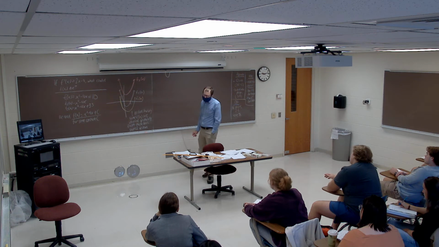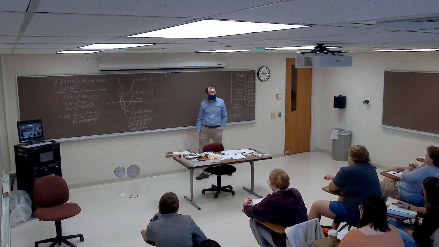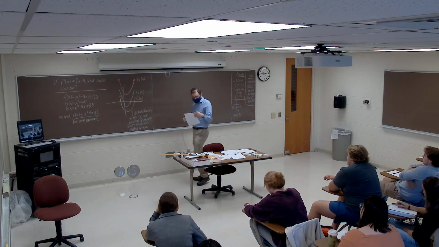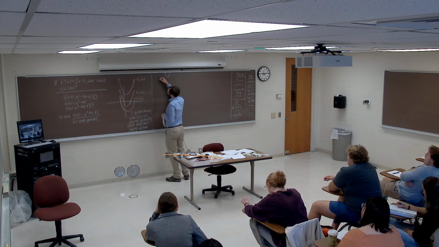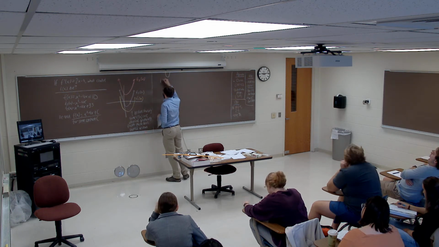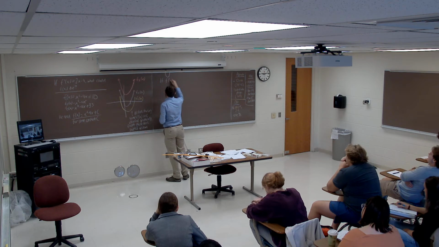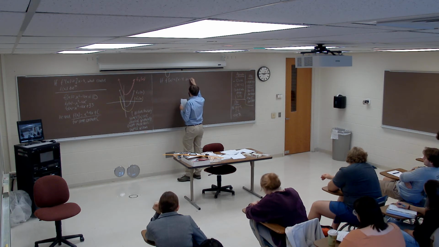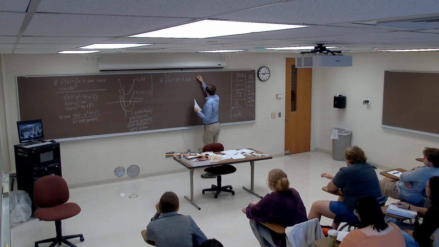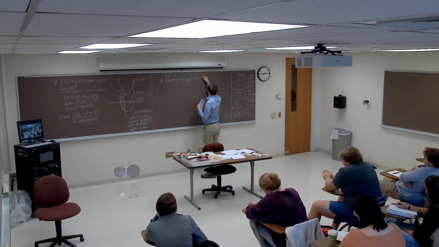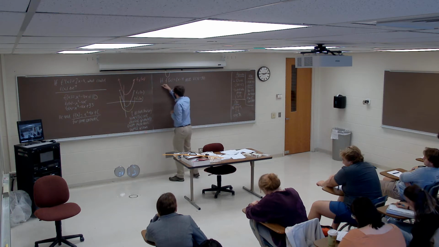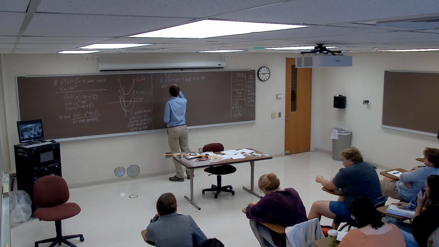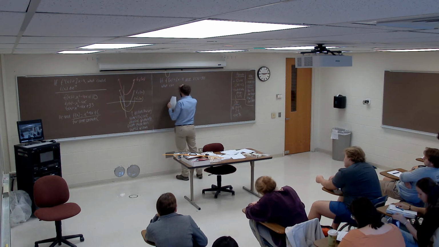So what I want to do now is add a wrinkle to the problem. Let's say we don't just know what f prime of x is. Let's say we know that f prime of x is 2x minus 4, and we also know that f of 1 is 30. What can f of x possibly be?